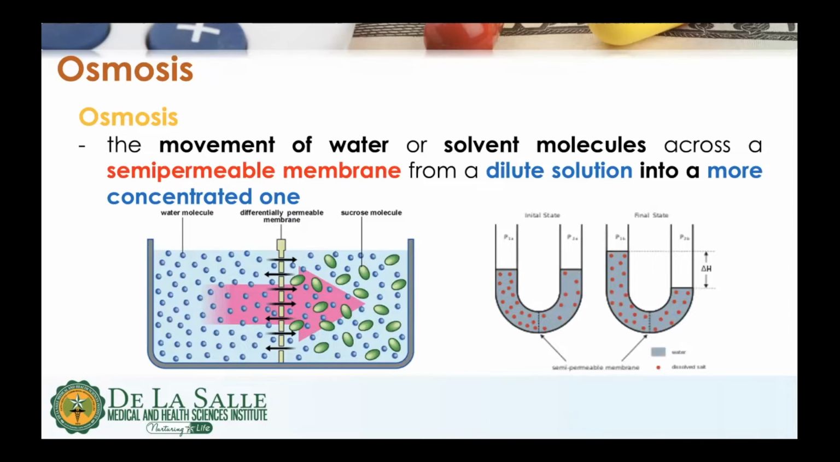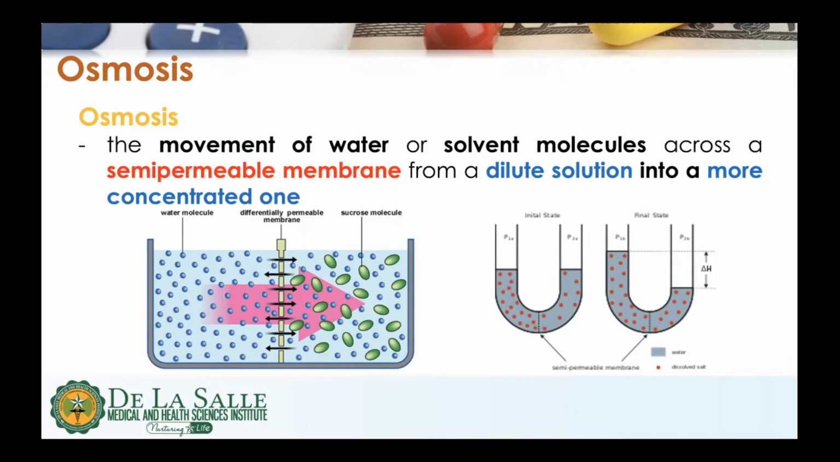Osmosis is the movement of water or solvent molecules across a semi-permeable membrane from a dilute solution into a more concentrated one. In other words, osmosis is the transfer of solvent molecules from one compartment that contains a lower amount of the solute particles to another compartment that contains greater amount of the solute particles. Take note that this movement of solvent molecules requires that there is a semi-permeable membrane that separates the two compartments.